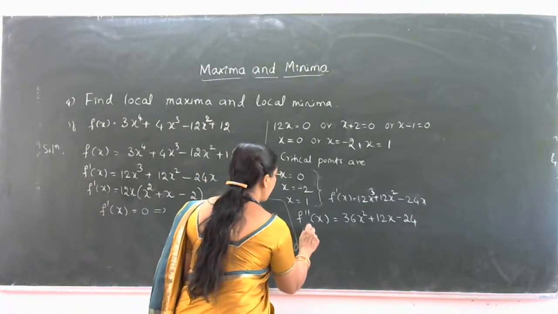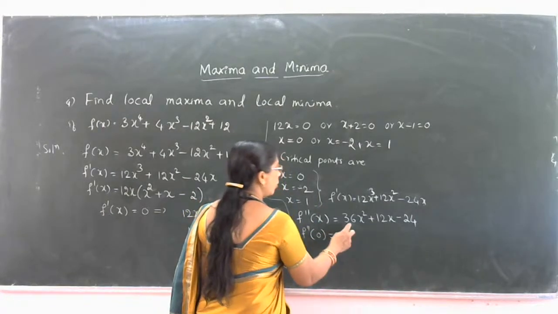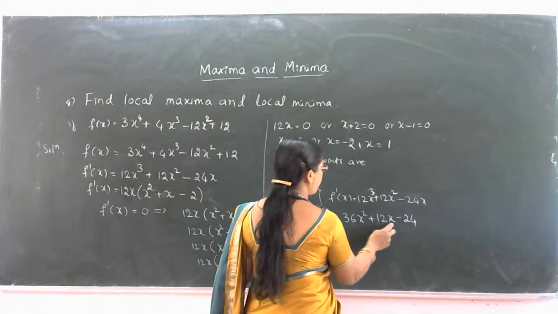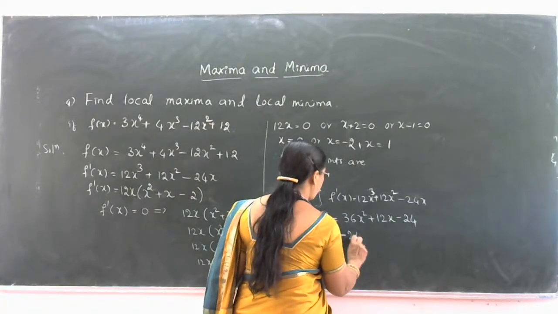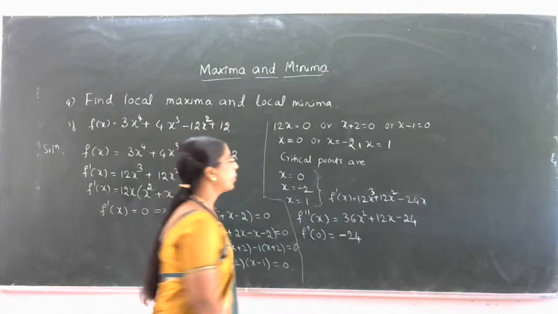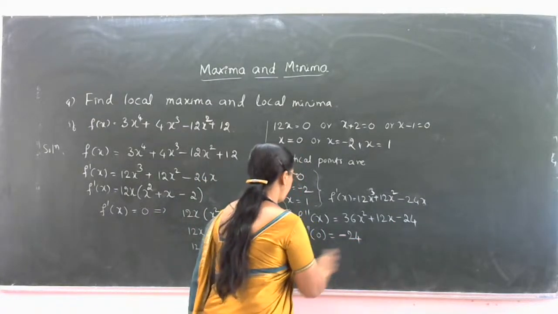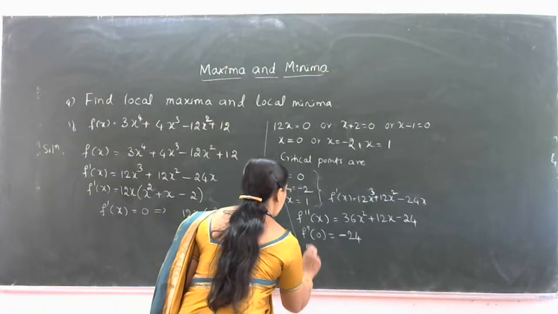Then f double dash at x equal to 0. It becomes 0, it becomes 0, it is equal to minus 24, because 36 into 0 is 0, 12 into 0 is 0, minus 24 is the answer.